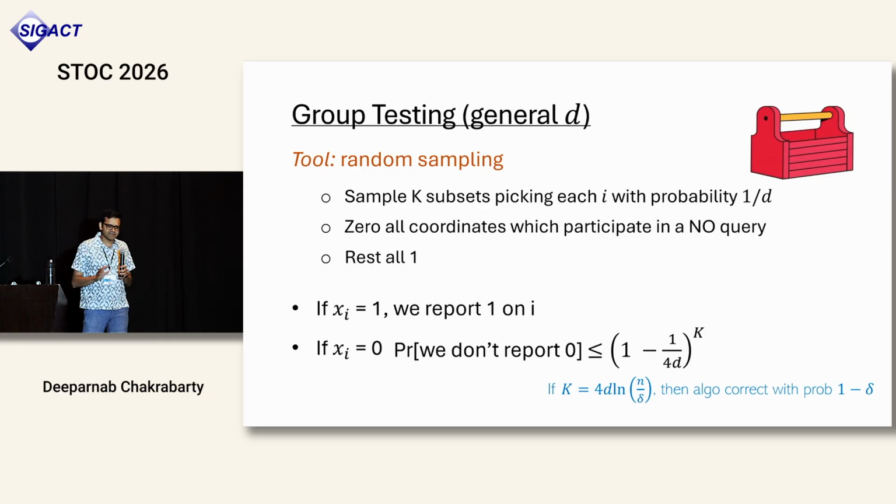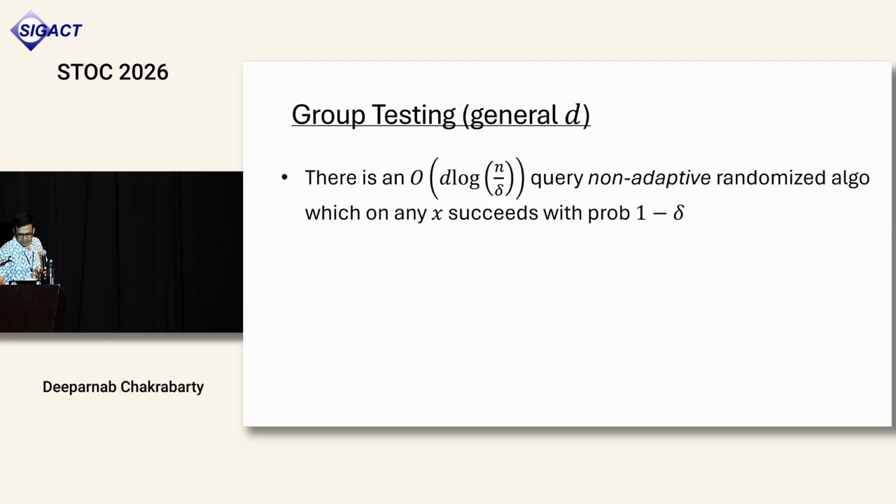Yes, so that's the simple random sampling algorithm. It's non-adaptive. It is polynomial time. And what it gives is a d log n by delta query non-adaptive randomized algorithm which succeeds with probability 1 minus delta. Good.